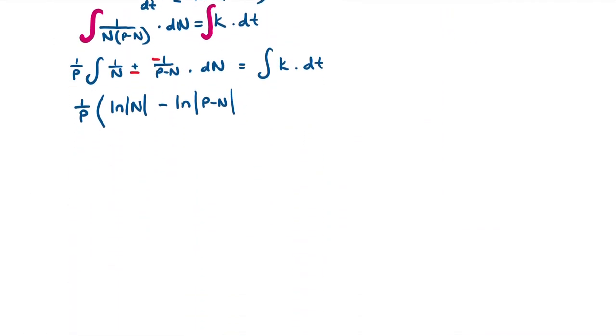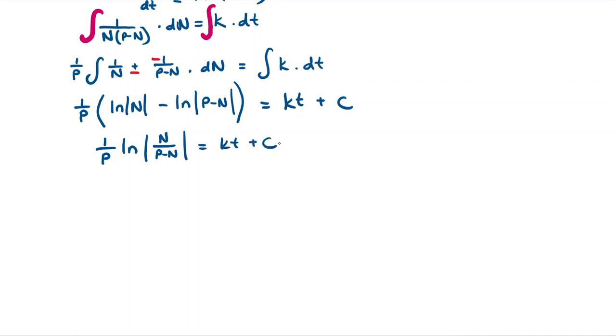Okay, integrating, I need to close my bracket, sorry, and then integrate the other side. Integrating k, we get kt plus our constant c. Now we did have one of these the other day. We have 2 logs in there, they're subtracted, so using my log laws it becomes logs divided. We leave the 1 over p out the front, and we have ln of absolute value of n over p minus n, and that's equal to kt plus c.